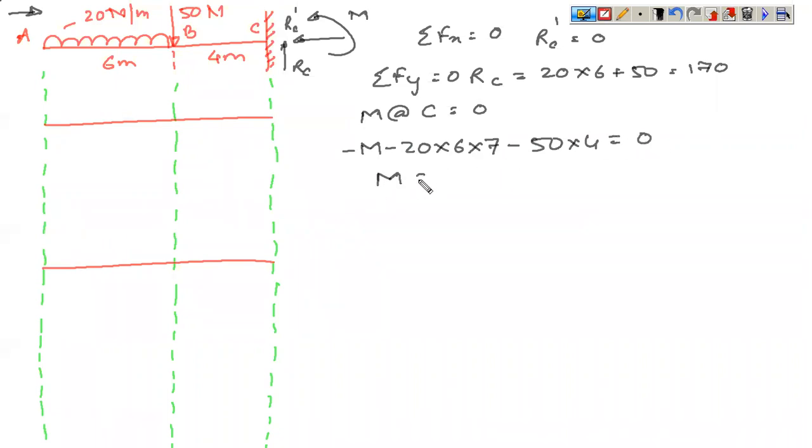If you solve this, you get M equal to negative 1040. A negative M means that this was your chosen direction, and the moment has come out to be opposite. So your final direction will be in this direction, and this chosen direction is invalid. So M is 1040, and I have corrected the directions.